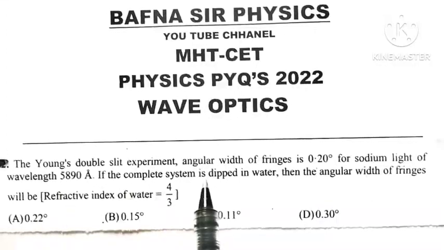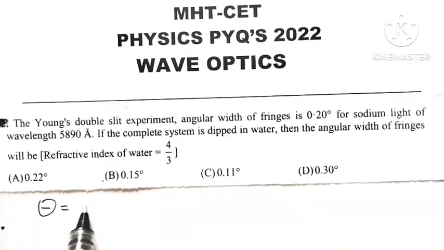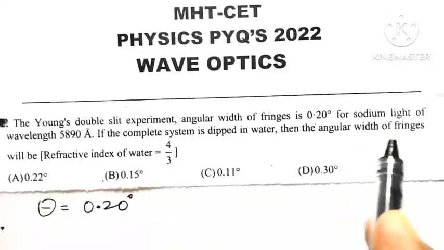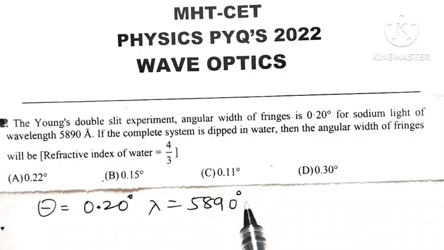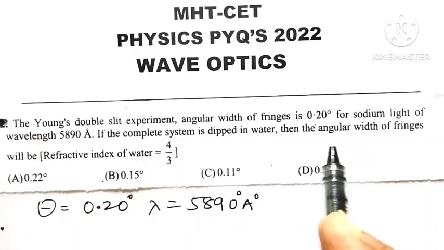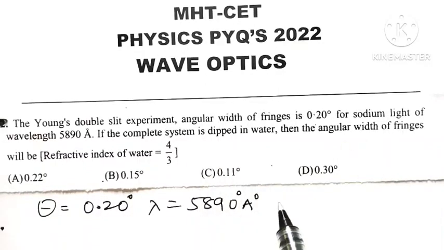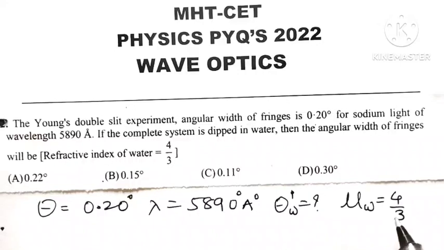In Young's double slit experiment, the angular width of the fringes is theta equal to 0.20 degree for sodium light of wavelength lambda equal to 5890 angstrom. If the complete system is deep in water, we have to find out the angular width of the fringes in water, and we are given the refractive index of water as 4 by 3.